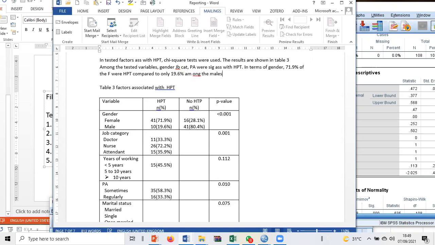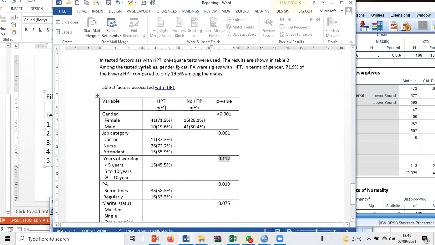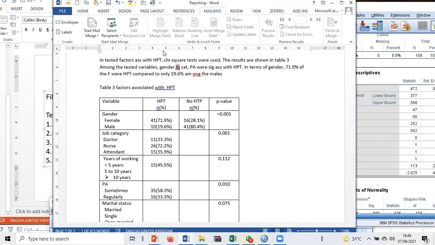So explain whatever is significant. I don't have to explain everything because I'm talking about among the tested variables, right? If these are significant, you can explain. If you want to put the p-value, that is fine. P less than 0.001 to make it complete.